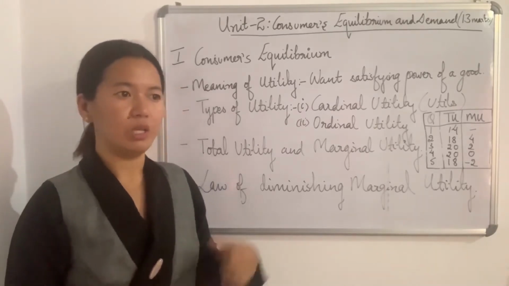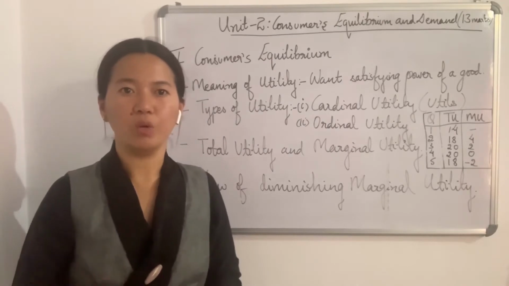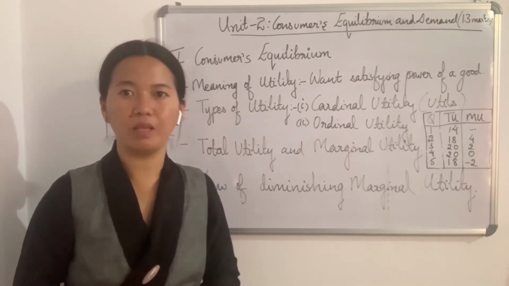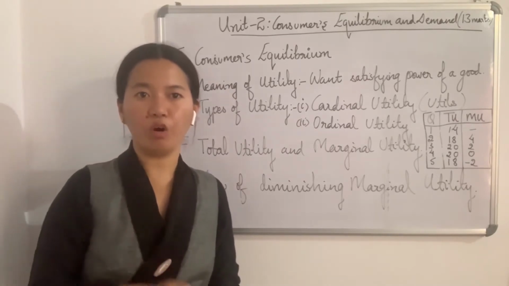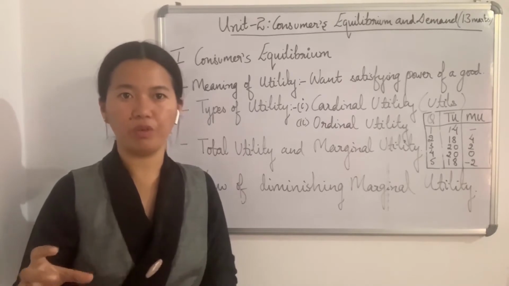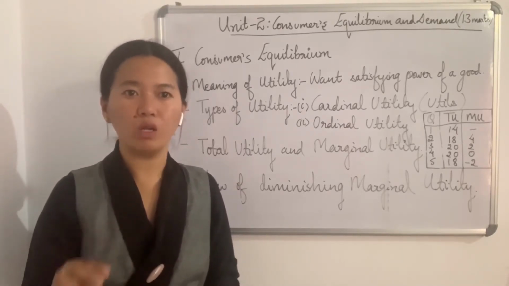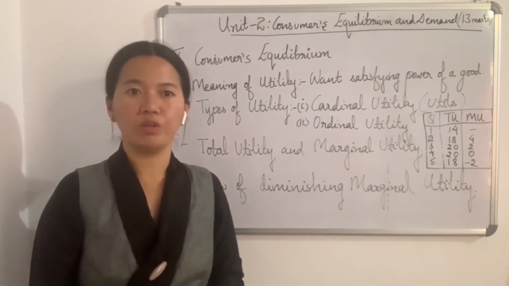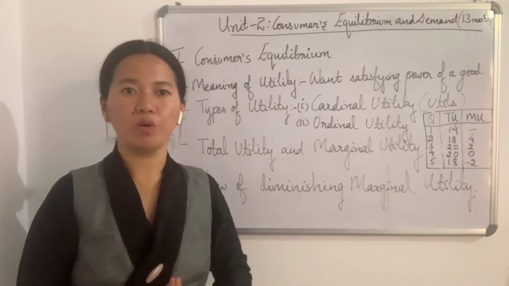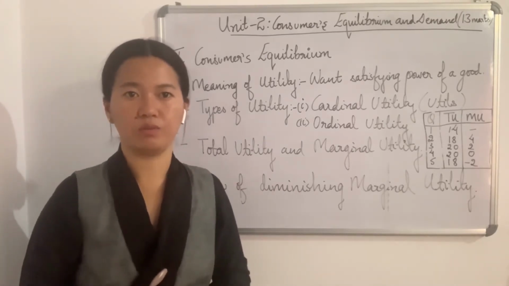Also, in this law, we use standard units of the commodity, which means units which can be measured. For example, I had 1 cup of coffee and I got 4 units of satisfaction. We use 1 cup of coffee, not 1 teaspoon of coffee. So in this law, only standard units of a commodity are used.